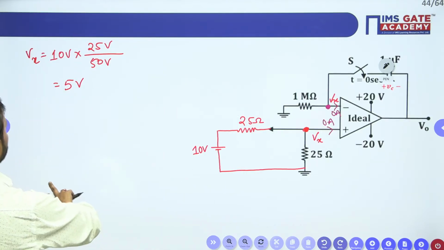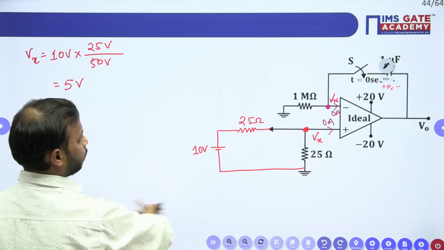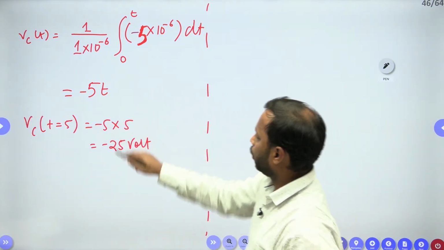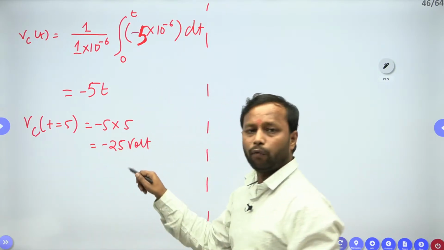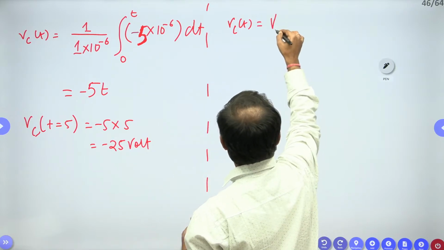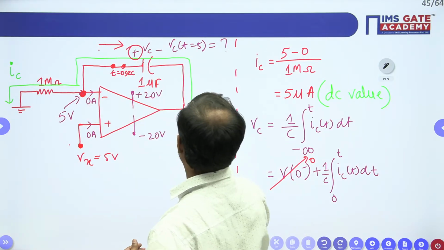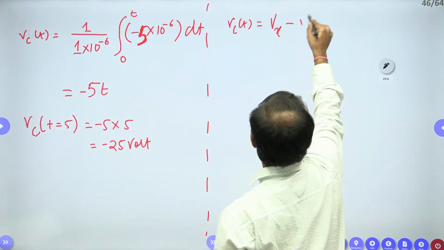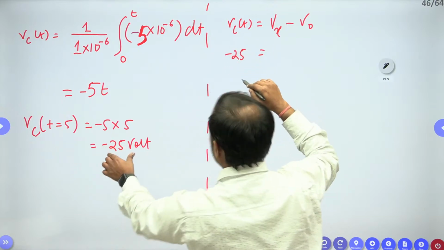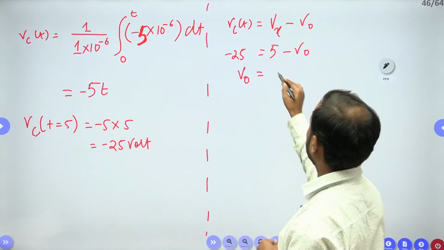Okay, just a second. So let us find the V naught for this capacitor voltage, whether with this value we are getting the voltage less than 20 volt or not. So your VC of t is equal to Vx, sorry, Vx will be positive and V naught will be negative. Vx minus V naught. And Vc of t at t equal to 5 seconds is minus 25. Vx is fixed as 5 volt minus V naught. So what is this value V naught? V naught becomes 30 volt.